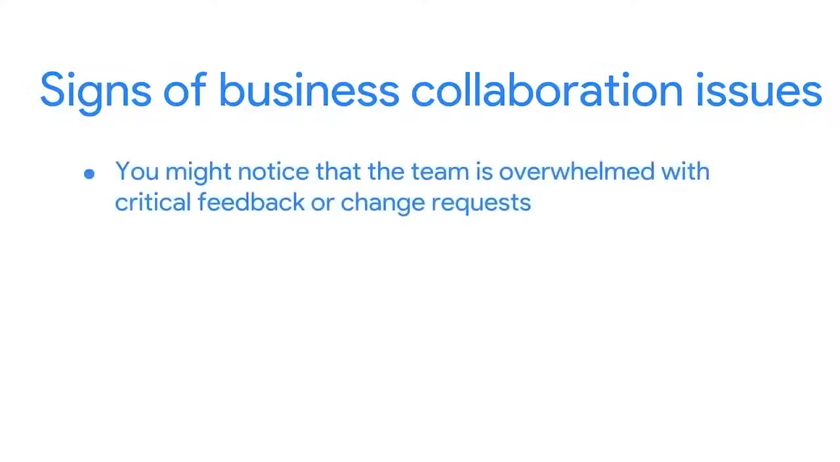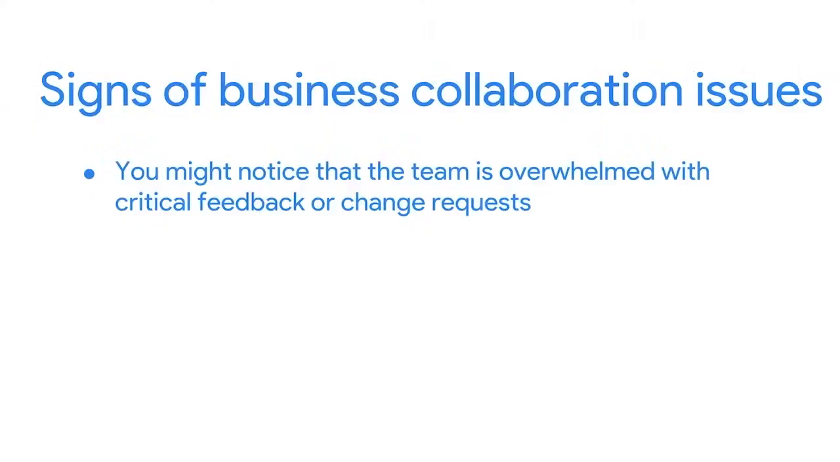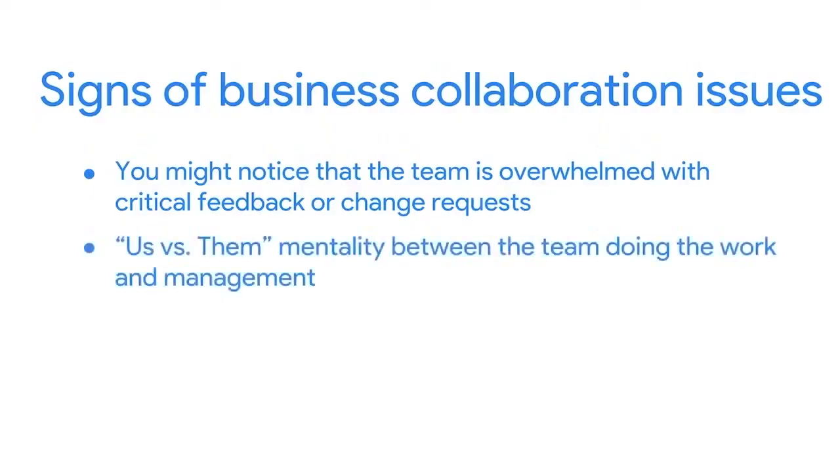You might notice that the team is overwhelmed with critical feedback or change requests from business people after they reviewed the working solution. That could lead to people on your team avoiding asking for feedback or complaining about requested changes coming from the product owner or business team. Or you might start to detect an us versus them mentality between the team doing the work and management. I've sometimes noticed this manifest in negative comments from team members, like, "Oh, don't give a demo to the salesperson. It's not ready yet," and they'll just point out what's wrong.